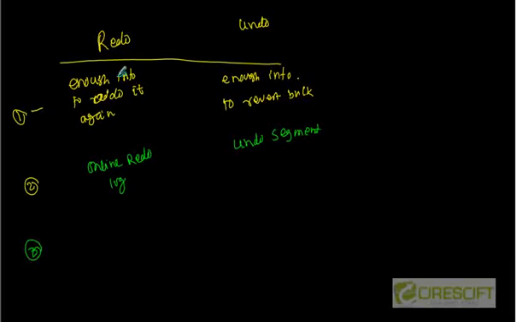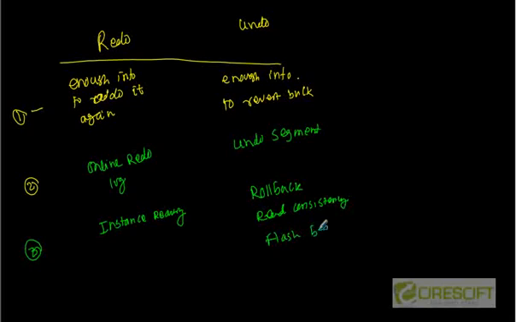Then why do I need redo? The main purpose of redo is to do instance recovery, and the purpose of undo is to help in rolling back, read consistency, and flashback query. So this is the summarization between redo and undo, and we need both of them. We need both of them to work in a very coordinated way to make the database work.